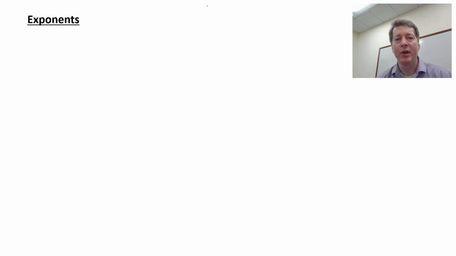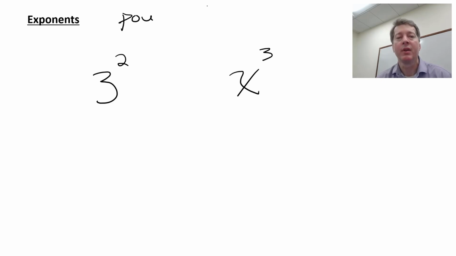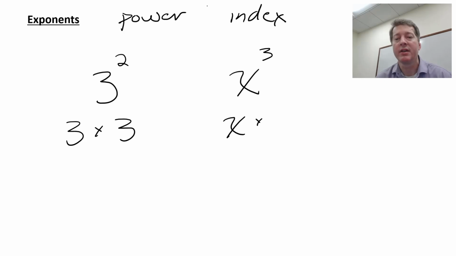Let's talk about exponents. And first of all, what is an exponent? Suppose I have 3 raised to the power of 2 or x raised to the power of 3. An exponent, and you might hear the word power or index, exponent, power, index, same thing. What does this mean? 3 raised to the power of 2, 3 squared, is 3 times itself twice. So an exponent is how many times you multiply a number by itself. x raised to the power of 3, x cubed, is x times x times x.